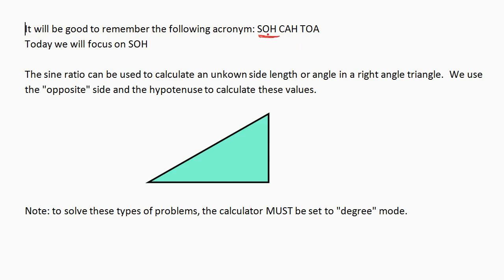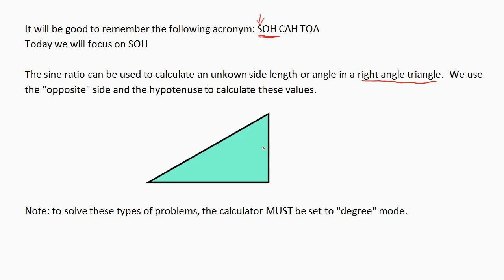So what are we talking about here? That's talking about the sine ratio. That's what S is standing for, is sine. And so what just is that? Well, we can use the opposite and hypotenuse sides of a triangle to figure out either an angle or a side length. Now, the sine ratio can be used to calculate an unknown side length or an angle as long as we have a right triangle. Again, it has to be a right triangle.